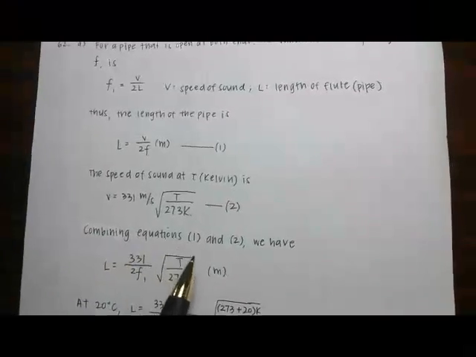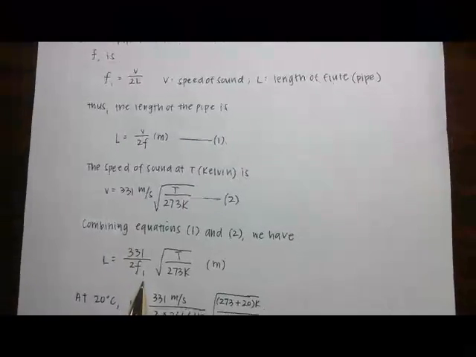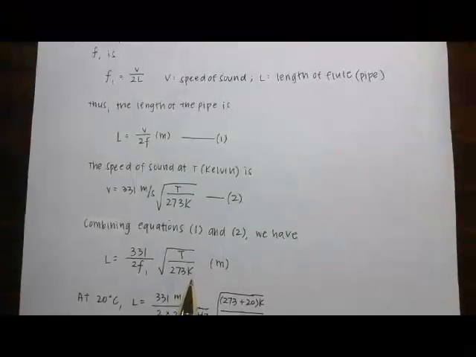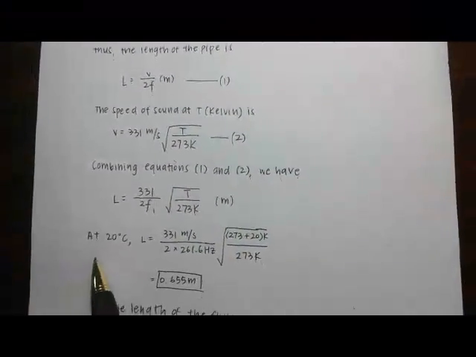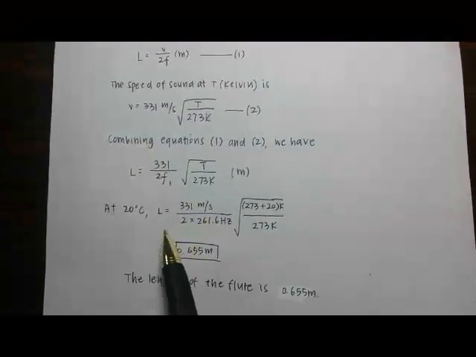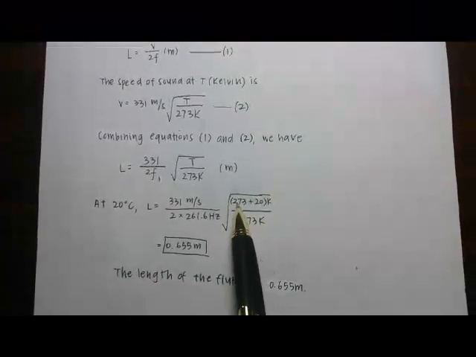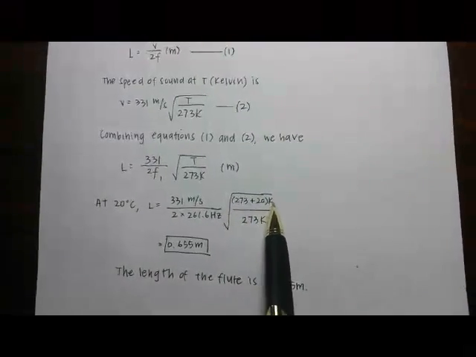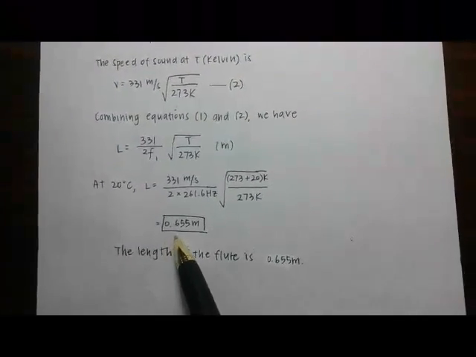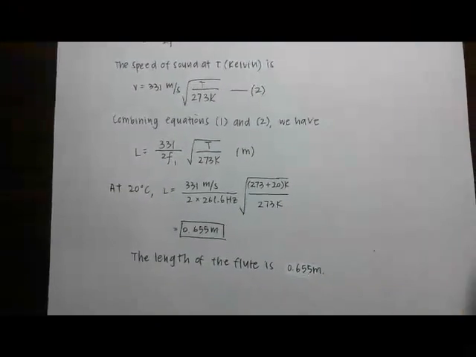So combining equations 1 and 2, we have L equals 331 over 2F1 times the square root of T over 273 Kelvin meters. At 20 degrees Celsius, L equals 331 meters per second over 2 times 261.6 Hertz times the square root of 273 plus 20 Kelvin over 273 Kelvin. And you would get 0.655 meters, which is the length of the flute or pipe.